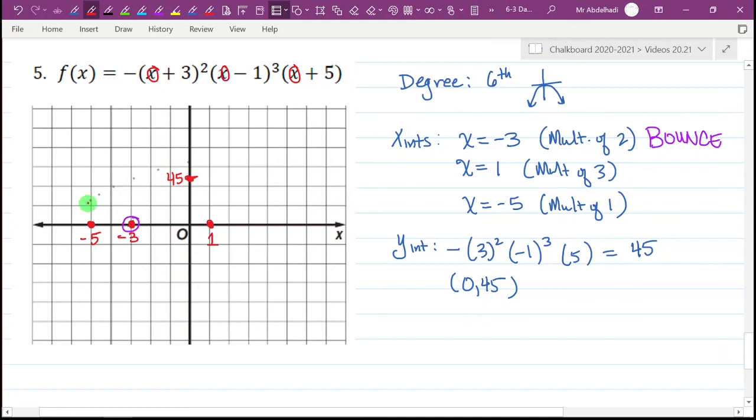Now, we have all of our x-intercepts, we have our y-intercept. What's our end behavior? Our end behavior is down on both sides. So going to your last x-intercept on each one of these, just go down and down. Okay? And make sure that it looks like a curve, not a line. Now, connect the dots, but remember to bounce on the even multiplicity.